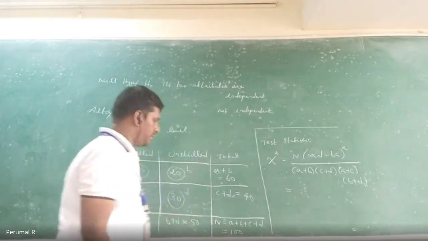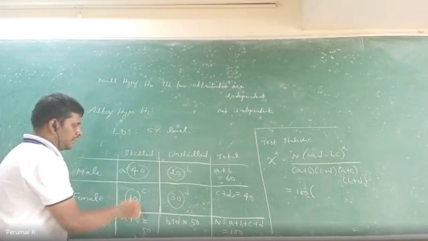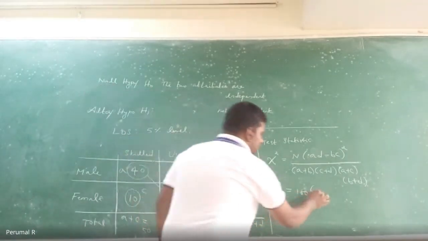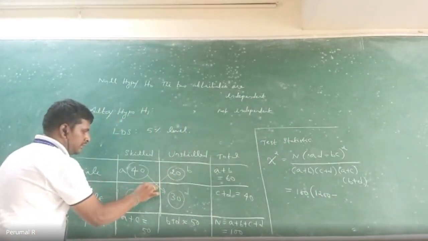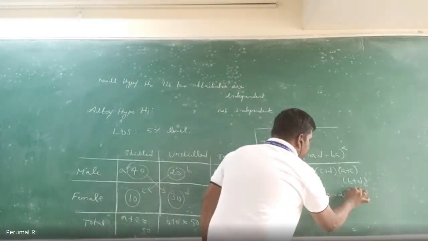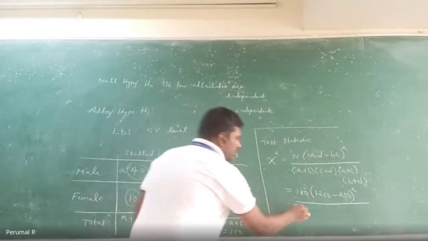So now you can put everything here, N is 100. AD minus BC whole square. AD is 40 into 30, 1200, minus BC, 20 into 10, 200. So 1200 minus 200 whole square, divided by 60 into 40 into 50 into 50. So what is your value?